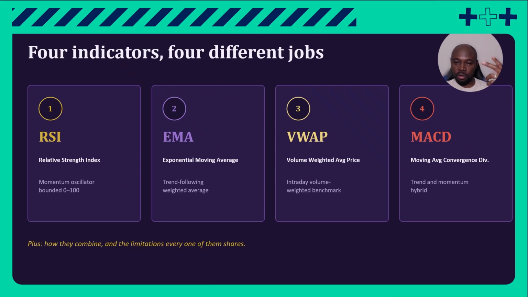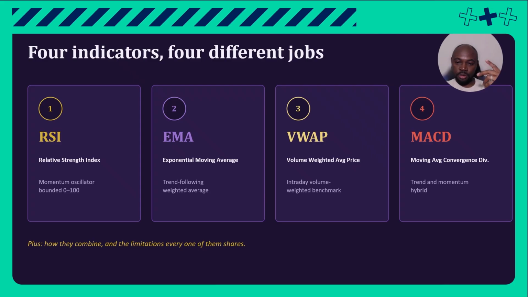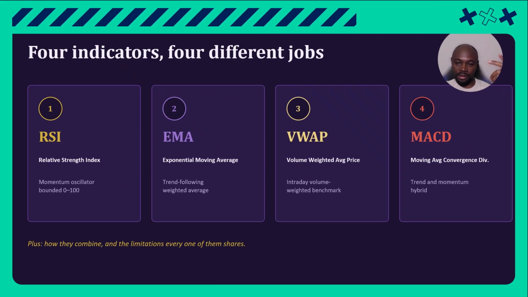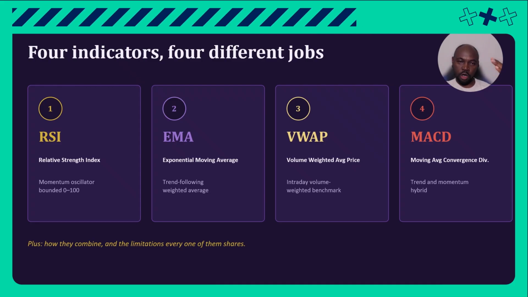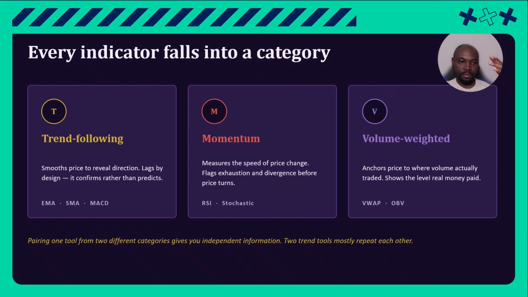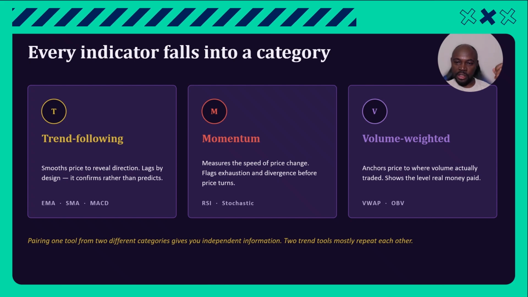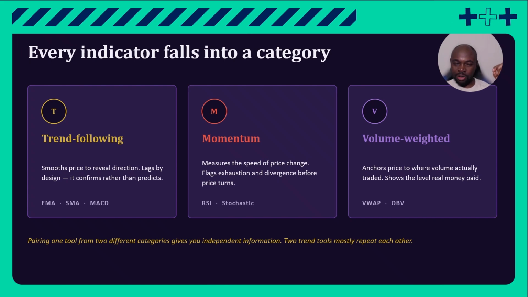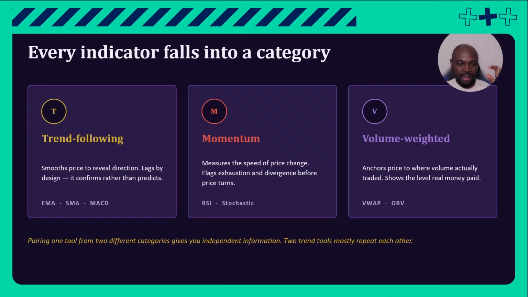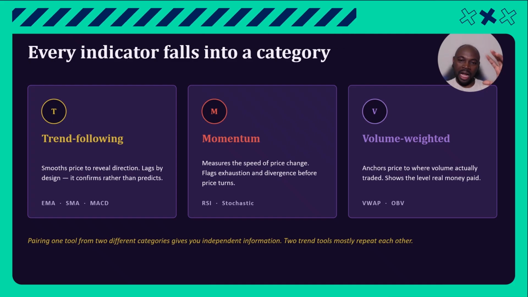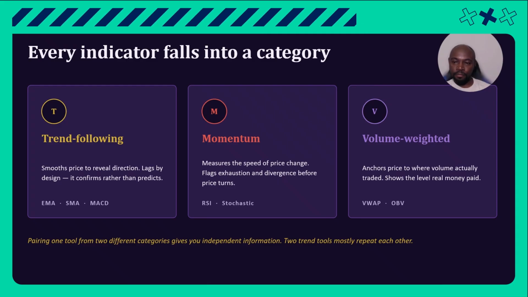If you use four tools that all answer the same question, you have not diversified your analysis. You've just added noise and given yourself false confidence. What we're going to be breaking down is the core component of each of these indicators. Every indicator falls into a category. We want you to see that each indicator has something peculiar to it. You want to pay attention to what exactly each indicator is tracking, and then with a collection of all of the indicators, you can build a story around them.